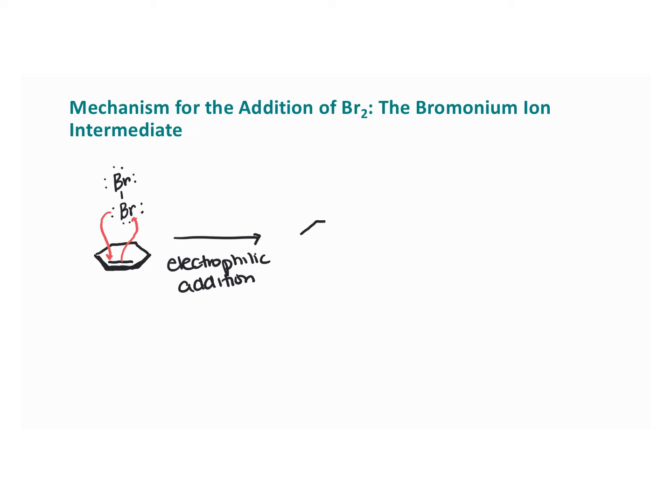Then, again, I'm going to show this as kind of being flat, so this is coming out towards us, right? What happens here is we now have a bromine that's got two bonds, and so it's got a positive formal charge. This is our bromonium ion intermediate.